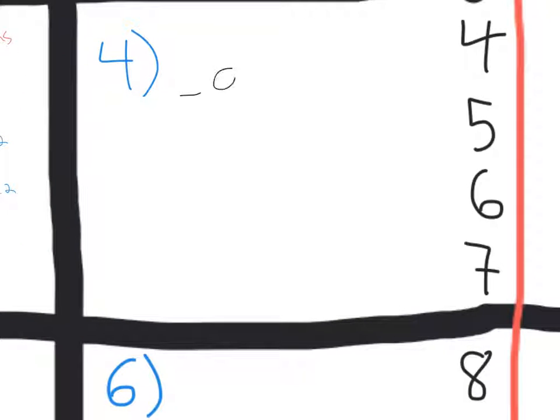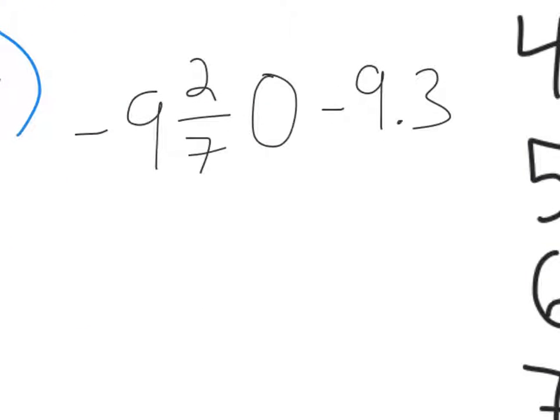Negative 9 2/7 compared to negative 9.3. Okay, this is a really hard one. So let's see how we want to approach this. Our best bet is to probably take this negative 9 2/7 and try to change it into a decimal. So we're going to take this negative 9 2/7 and change it into a decimal.